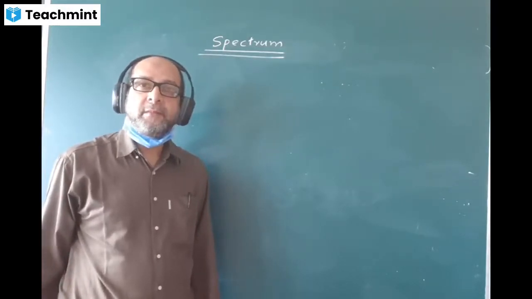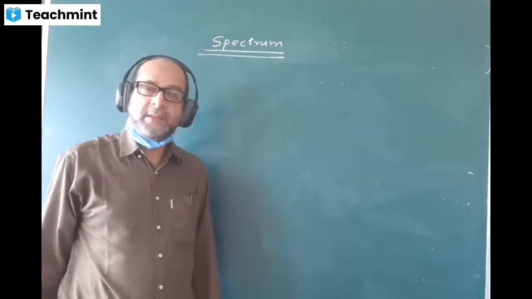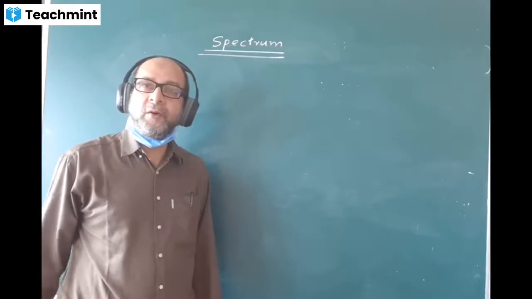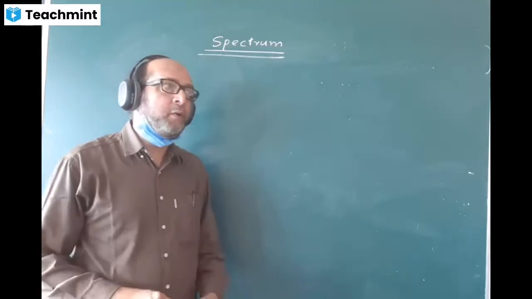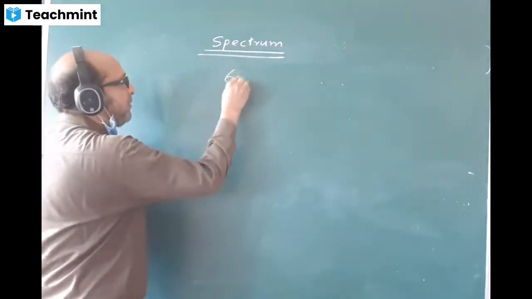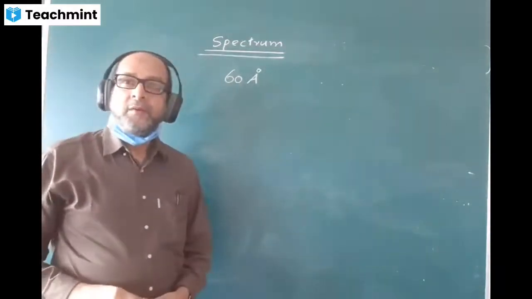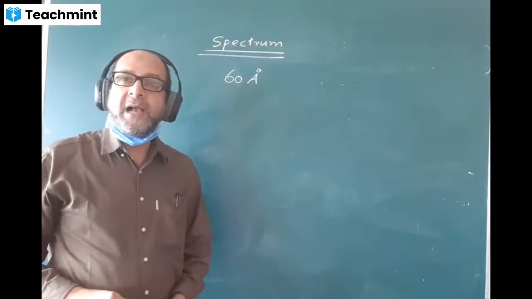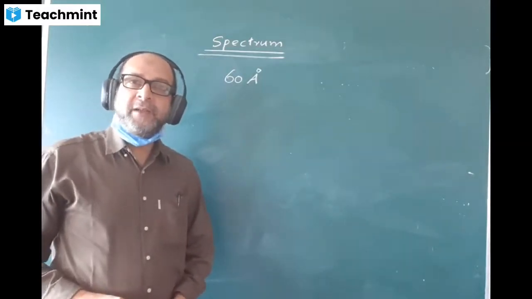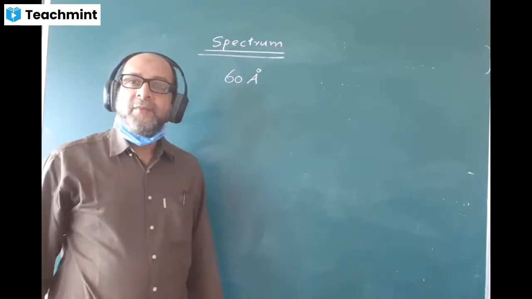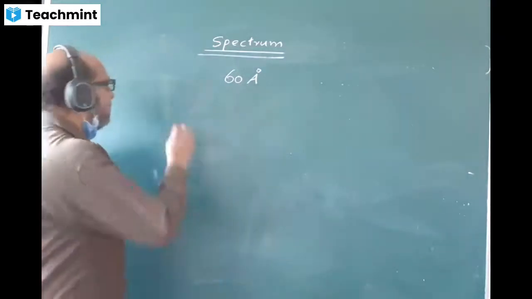An electromagnetic wave has a wavelength of 60 angstrom. Find its frequency and identify the wave. Okay, that is the question.